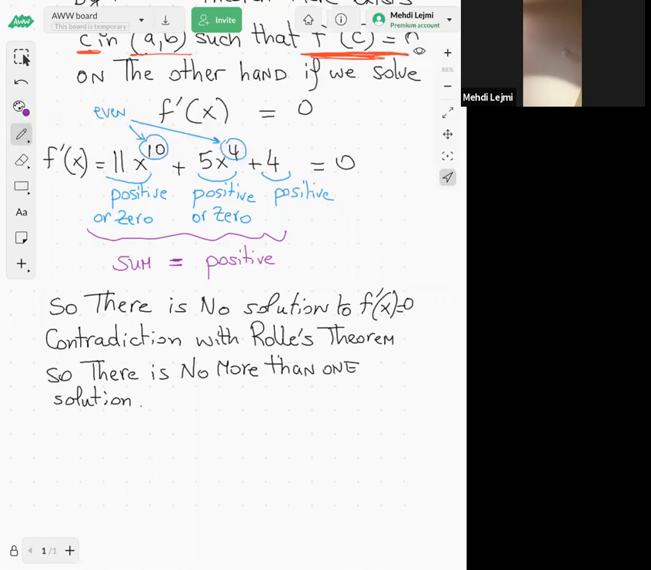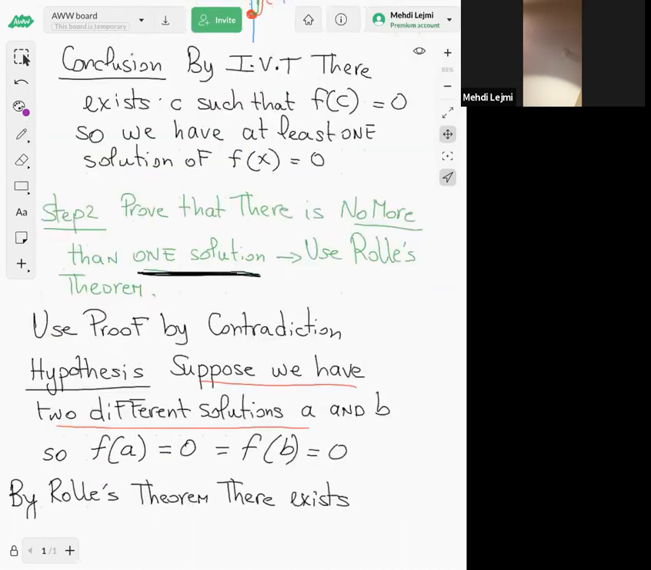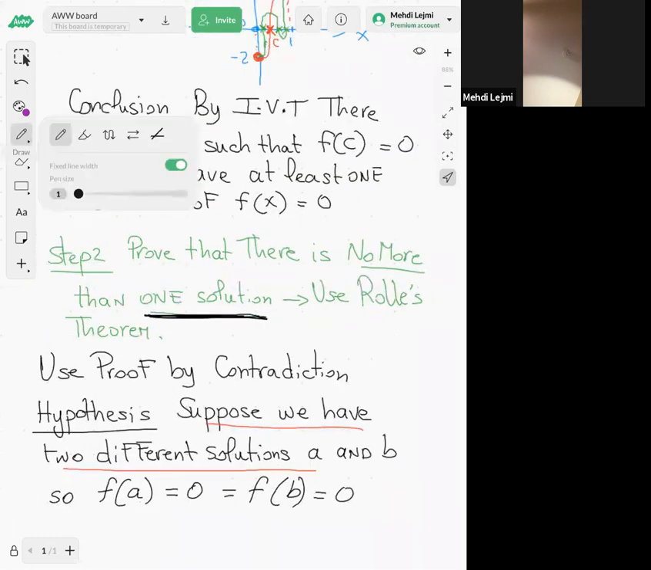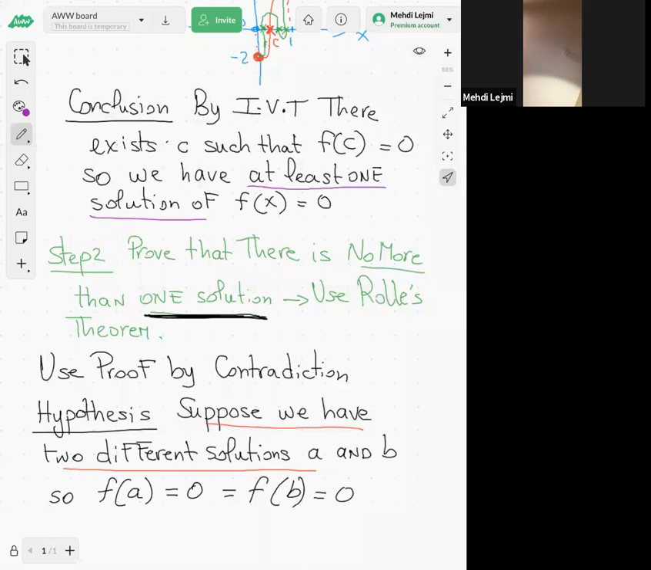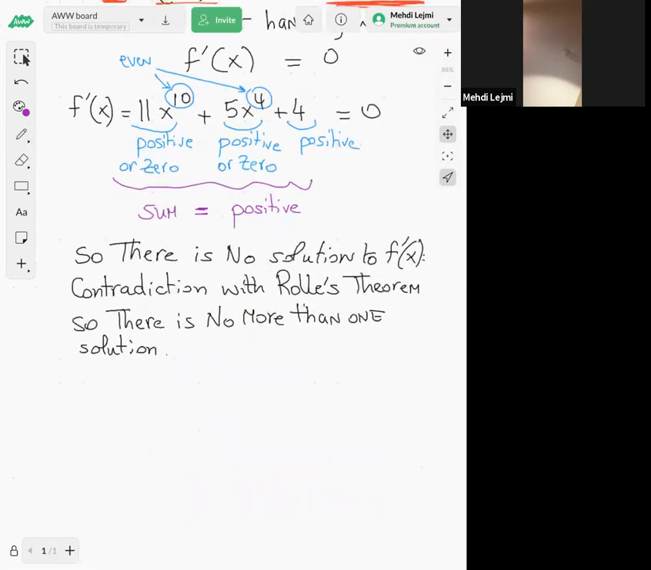What we are saying, guys, is that in the first step, we said we have at least one solution. Okay, at least one. Could be one, it could be more. And in the second step, we are saying there is no more than one, right? So if it's at least one and at the same time no more than one, then the only option is that we have exactly one solution, right?